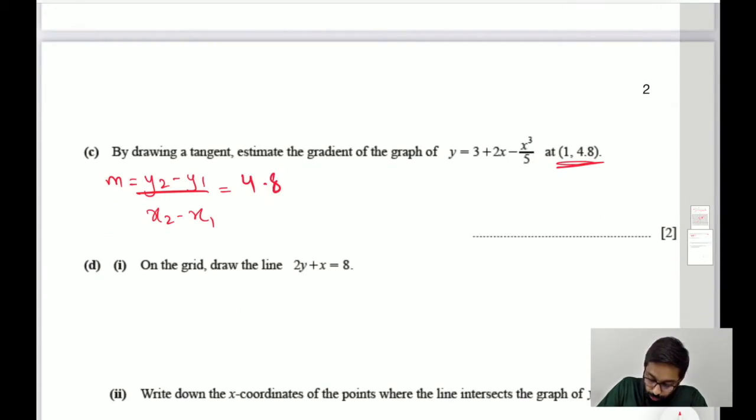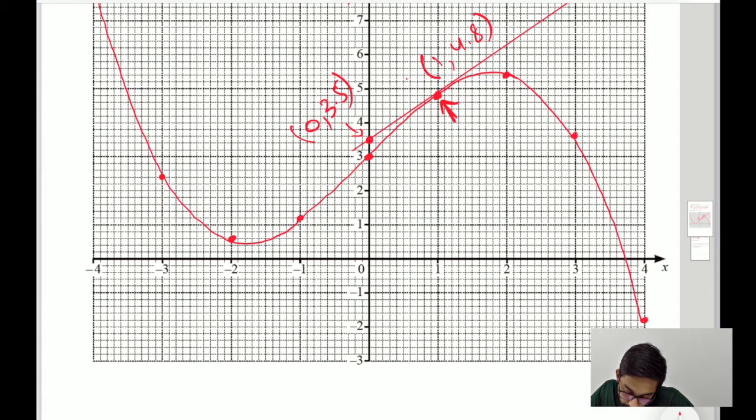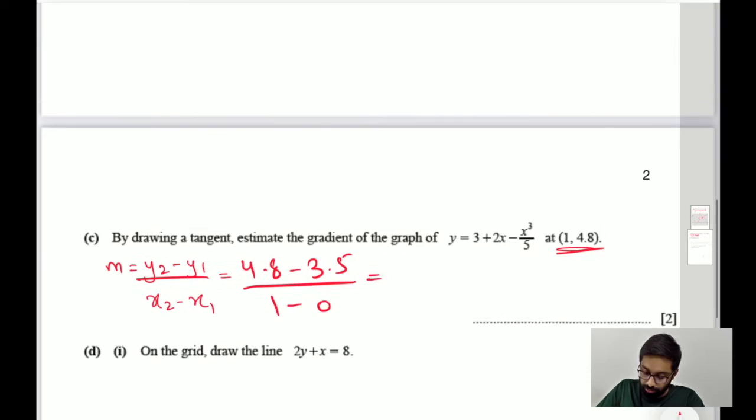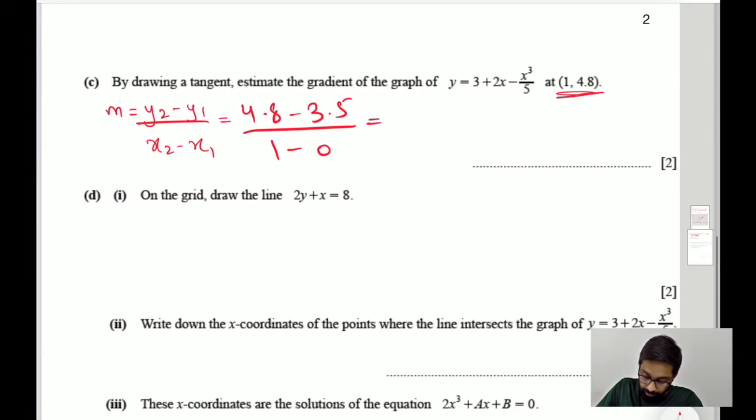So y2 was 4.8, y1 was 3.5. This is being divided by 1 minus 0, which is 1. When we solve this, 4.8 minus 3.5 gives us 1.3. 1.3 divided by 1 is 1.3. So the gradient of this line is 1.3.